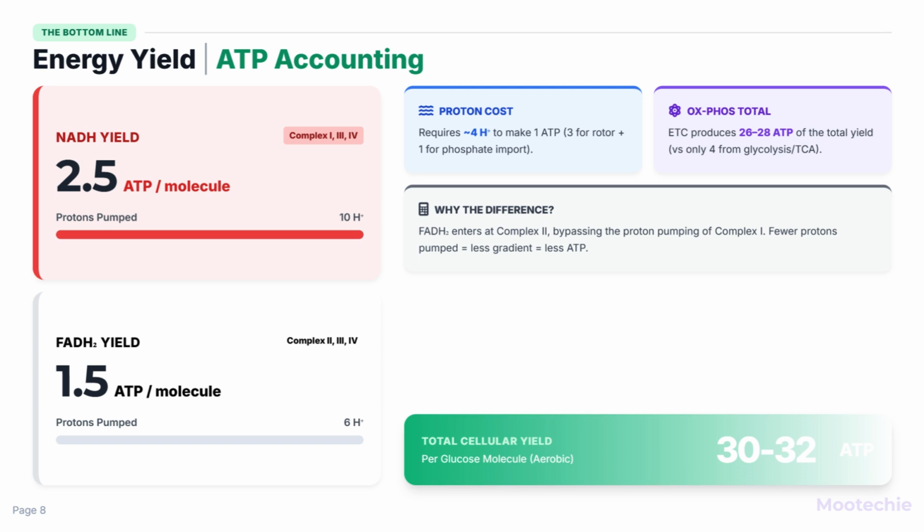Remember, it costs about 4 H+ to make 1 ATP. In total, oxidative phosphorylation via the ETC produces 26 to 32 ATP, far more than the mere 4 produced directly from glycolysis and the TCA cycle. This brings the total cellular yield per molecule of glucose under aerobic conditions to between 30 to 32 ATP.